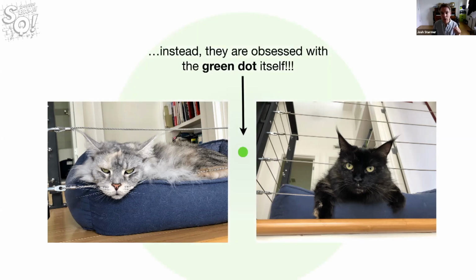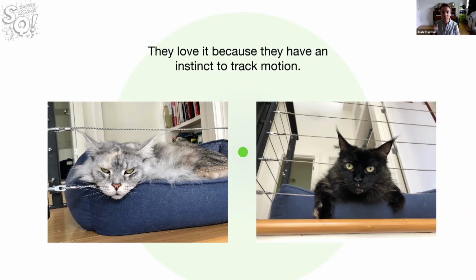Instead, they are obsessed with the green dot itself. They love it because they have an instinct to track motion. And so wherever I point that green laser pointer dot, my cats will chase all over the house to try to get at that dot. They don't really care that one time I'm pointing it at the pillow and then I'm pointing it at the rug. They could care less about the rug or the pillow. What they're interested in is the green dot.